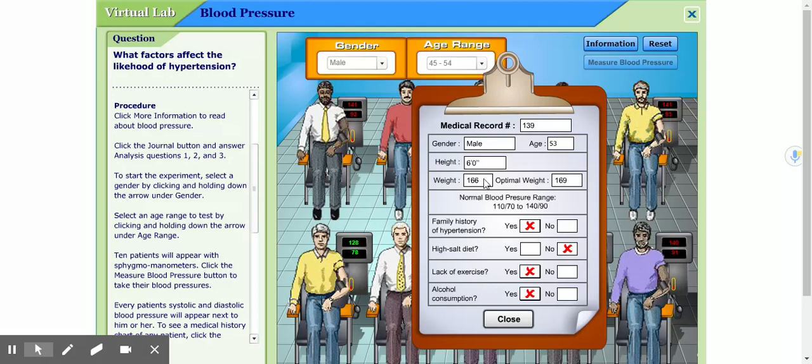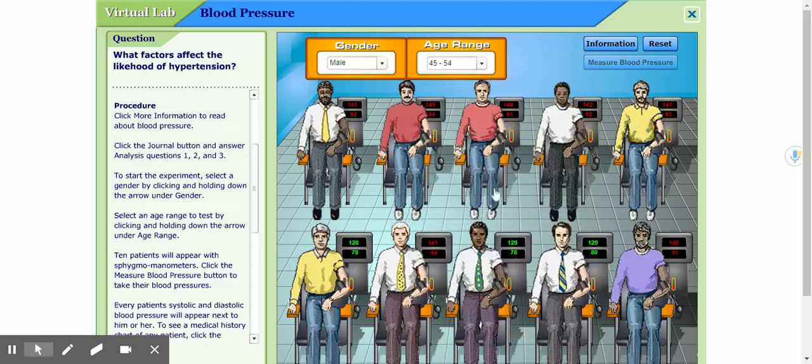This weight is 166, optimal weight 169. Family history of hypertension: yes. High salt diet: no. Lack of exercise: yes. And alcohol consumption: yes. Next one. Optimal weight, family history: no. Salt diet: no. Lack of exercise: yes. And alcohol consumption: no.